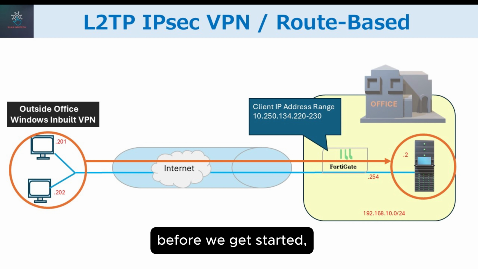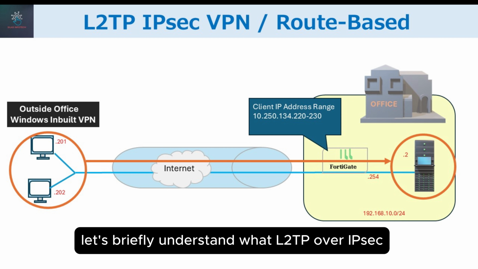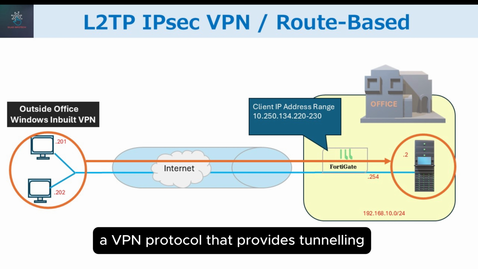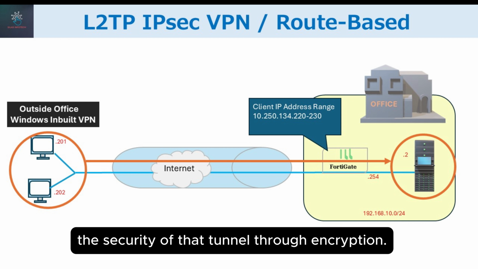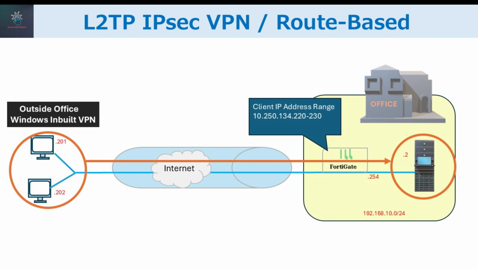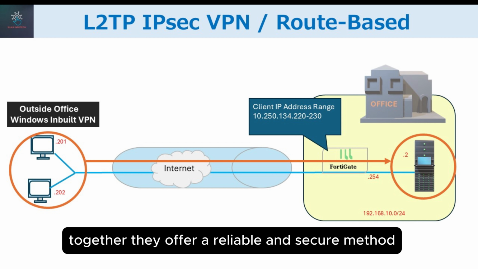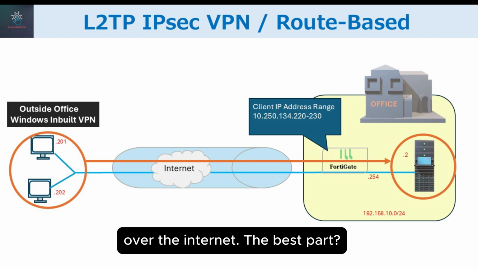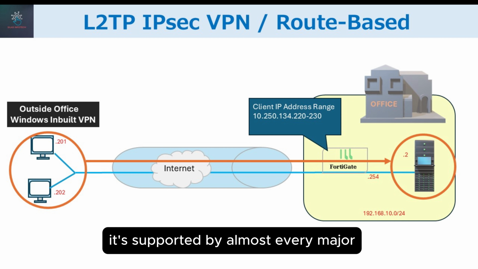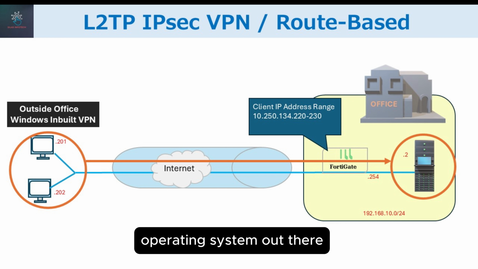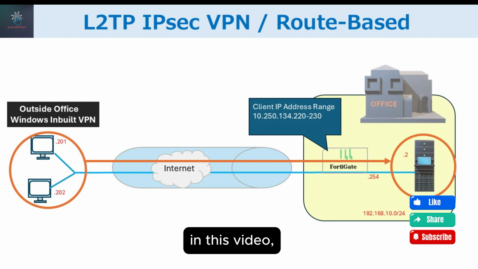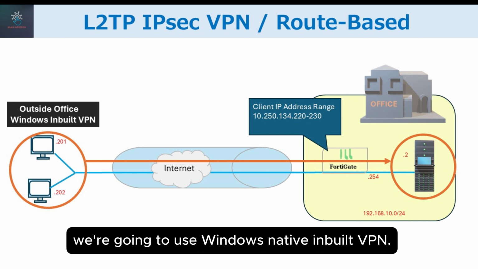Before we get started, let's briefly understand what L2TP over IPsec is. L2TP, or Layer 2 Tunneling Protocol, is a VPN protocol that provides tunneling, while IPsec ensures the security of that tunnel through encryption. Together, they offer a reliable and secure method for remote users to access a private network over the internet. The best part? It's supported by almost every major operating system out there, making it a great choice for compatibility. In this video, we're going to use Windows native inbuilt VPN.